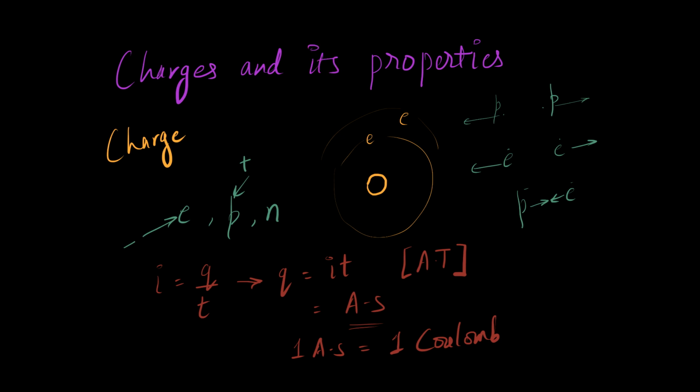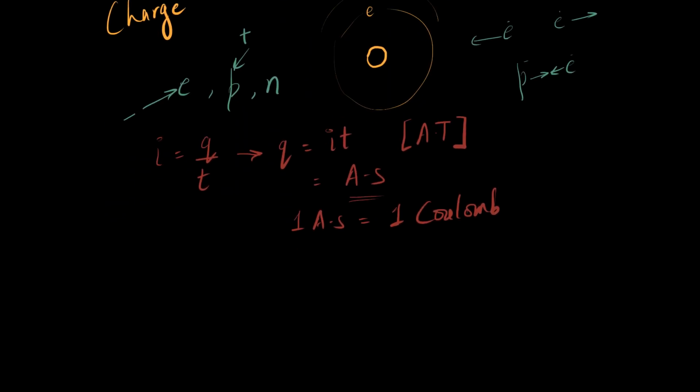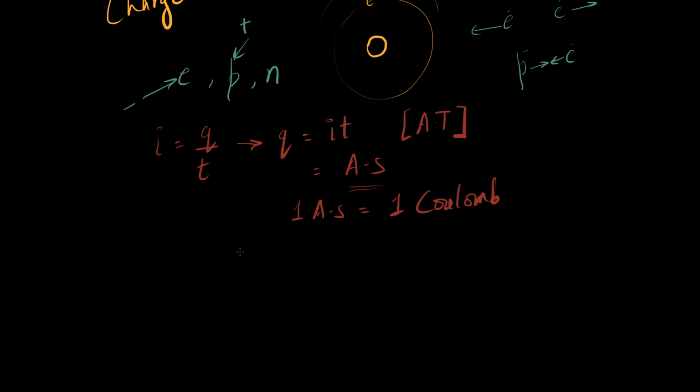Now let's talk about the magnitude of the fundamental charges. It has been found out experimentally, and all of this is based upon concrete evidence by observations, that the magnitude of charge on one electron as well as one proton is 1.6 into 10 raised to the power minus 19 coulomb. So that's how small the charge each electron or each proton carries.